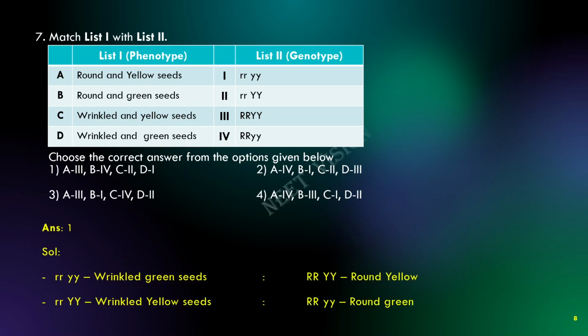Here is the explanation. Small r, small y, wrinkled and green. Capital Y, round yellow. Small r, capital Y, wrinkled and yellow. Capital R, small y, round green. Coming to the next question.